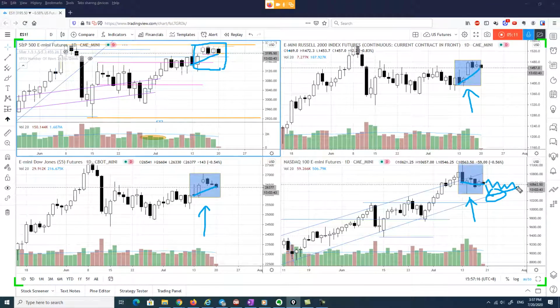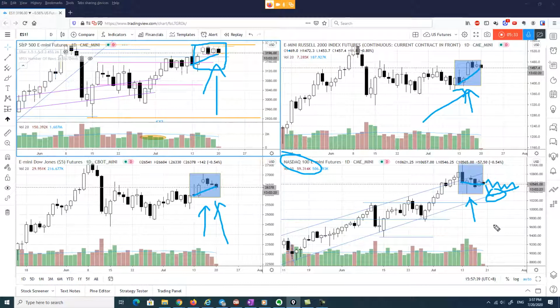So it could be just this kind of scenario, while the rotation is in play, out from the NASDAQ and going into some other undervalued stocks in the Russell 2000 or S&P 500 or even the Dow Jones. So this could be one scenario.